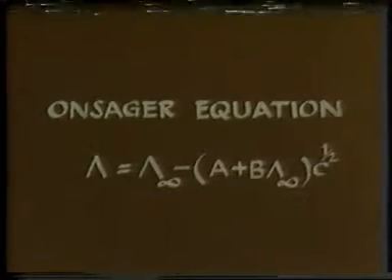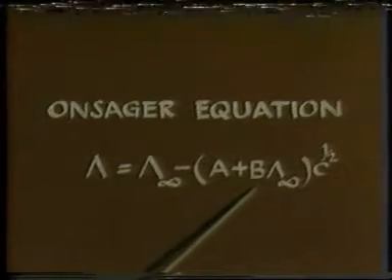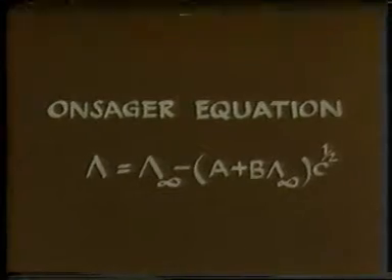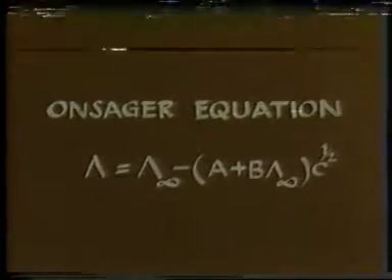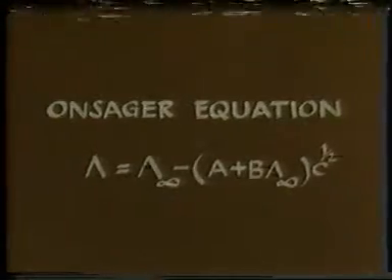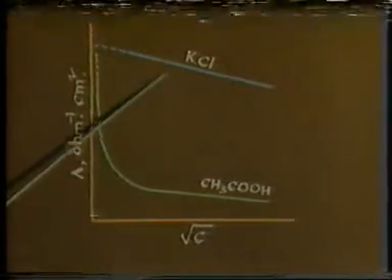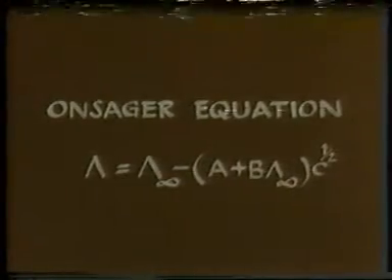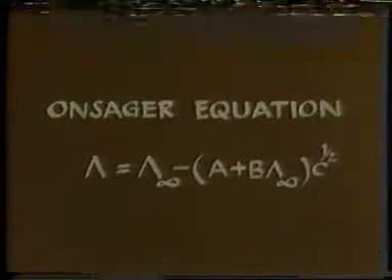This equation is lambda equals lambda infinity minus (A plus B lambda infinity) into root C. In this, A and B are constants for a given solvent that depend only on the temperature. This means that the plot of lambda against root C should give a straight line of slope (A plus B lambda infinity). The results are in agreement up to concentrations of about 2 into 10 to the power of minus 3 gram equivalents per liter.